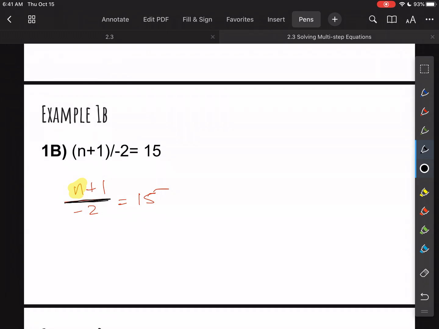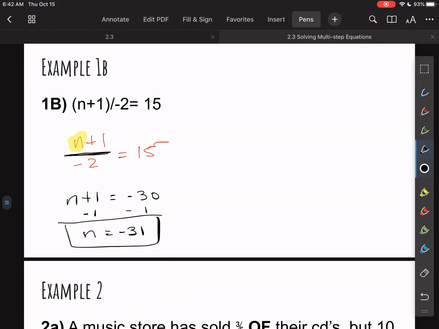So we can multiply both sides by negative 2. So if I do that, n plus 1 is equal to 15 times negative 2, which is negative 30. Okay, then to get n by itself, we got to subtract 1 from both sides. So n is then equal to negative 31. Okay, that's a two-step equation where we did 2 steps. We first multiplied, then we subtracted. By performing opposite operations, we isolate the variable.